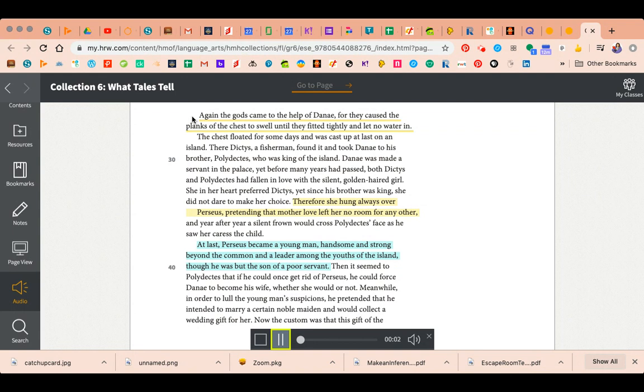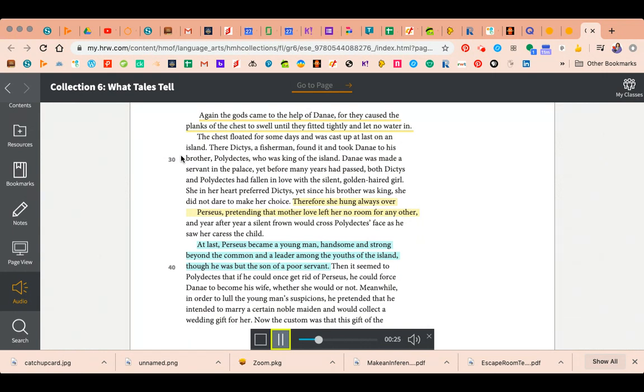Again the gods came to the help of Danae, for they caused the planks of the chest to swell until they fitted tightly and let no water in. The chest floated for some days and was cast up at last on an island. There Dictys, a fisherman, found it and took Danae to his brother Polydectes, who was king of the island.